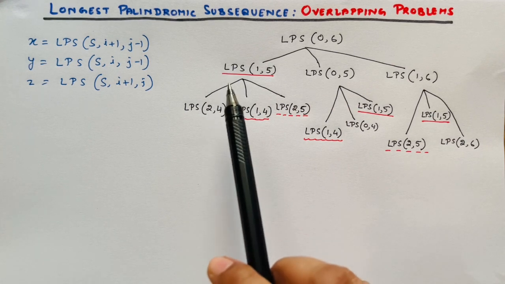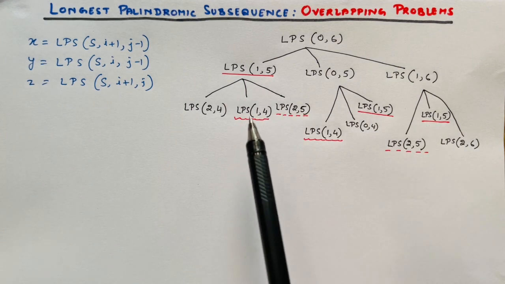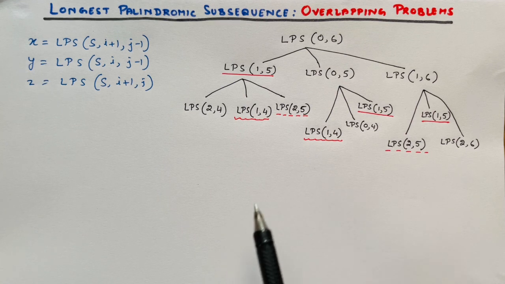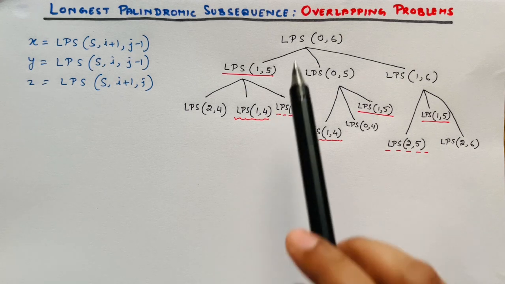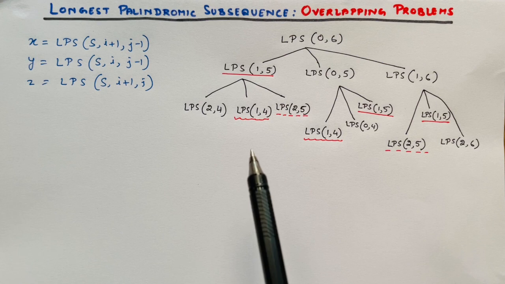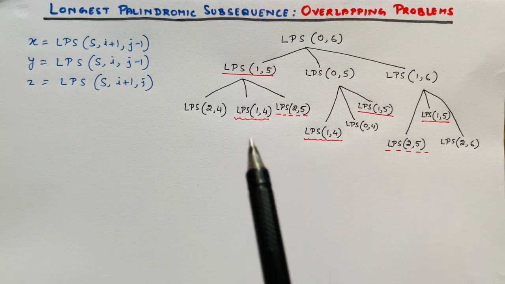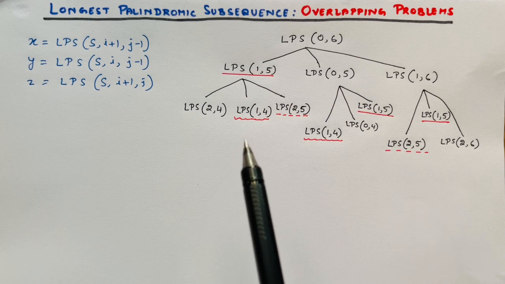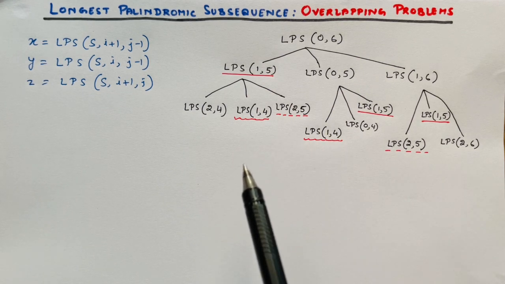Now here we can see many overlapping problems. For example, LPS 1, 5 is mentioned thrice. LPS 1, 4 is mentioned twice. LPS 2, 5 is also mentioned twice. Now it is a very small input. If the input was very large, then we will see many more overlapping problems, and each overlapping problem will be repeated multiple times. Calculating for these again and again is inefficient.